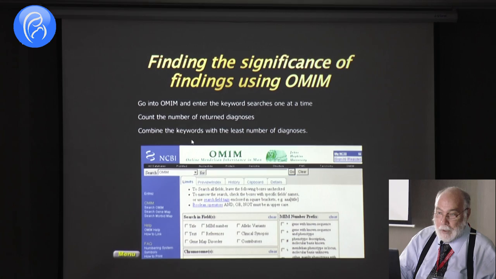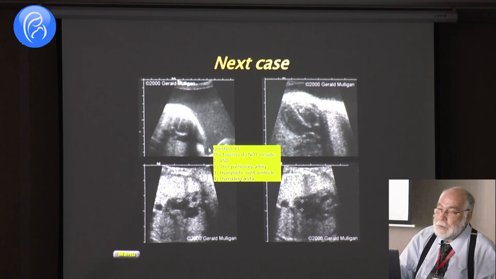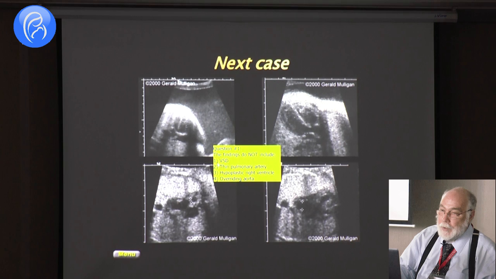Let me show you an example. This is a series of pictures. I'm going to show you 8 pictures. These are the first 4. What is the anatomy of this baby? You can see 4 chamber, outflow tract, 3 vessel view, aorta. So the findings do not include a VSD, a single artery, hypoplastic right ventricle, or overriding aorta. Well, we'll see in just a second.